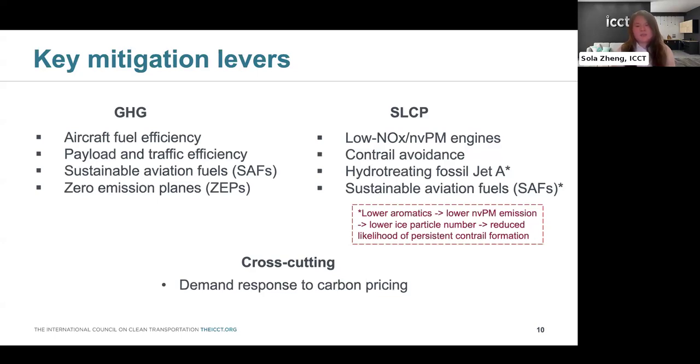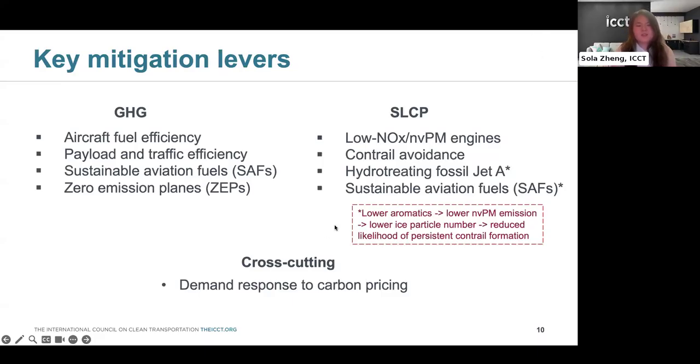And then in addition to leaner engines and avoidance, there are two types of low aromatic fuels that we're modeling. One is hydrotreated fossil jet A. The other one is sustainable aviation fuels. And then they both reduce contrail through the same mechanism where the lower nvPM emissions due to the lower aromatics in the fuel will reduce the amount of ice particles being formed at the exhaust of the aircraft.